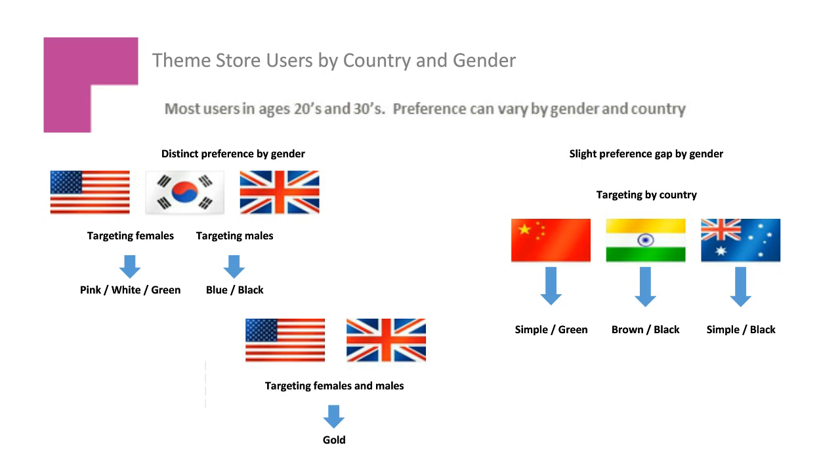On the right side, we see that there is a slight preference based on gender for China, India, and Australia. But they do have a distinct preference based on the country. So simple and green is for China, brown and black is for India, and for Australia it's again simple and black. One interesting trend that we have noticed is that in the US and UK, gold has been a common choice. Gold-based themes are a common choice in both countries.